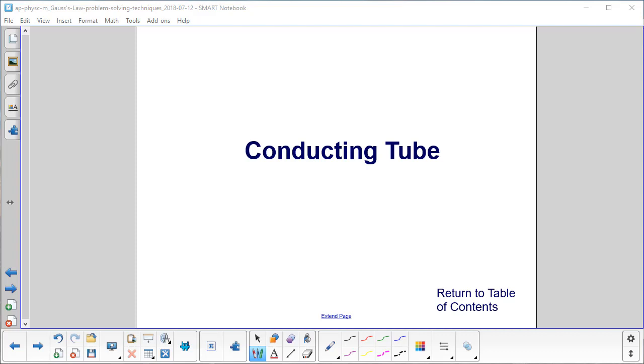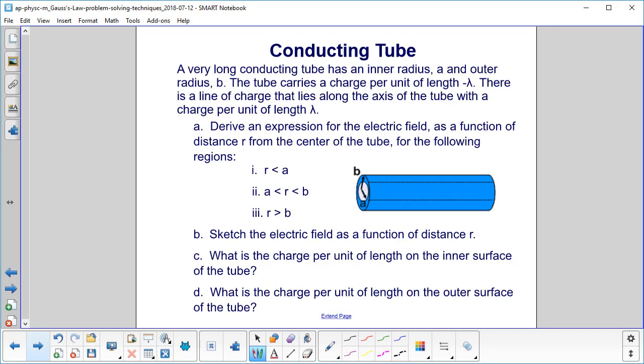Conducting tube. A very long conducting tube has an inner radius A and outer radius B. The tube carries a charge per unit length negative lambda. There is a line of charge that lies along the axis of the tube, right through the middle of it, that has a charge per unit length lambda.